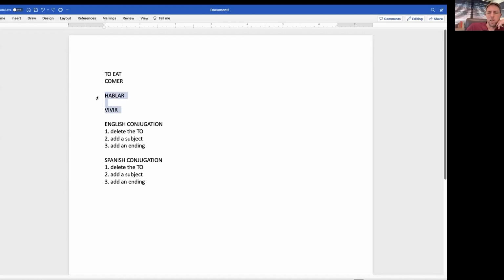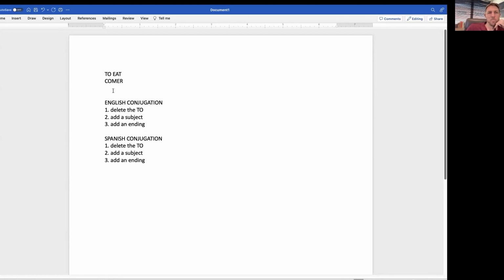So, first step is delete the ending. Second step is the same. So after we've deleted the ending, in English, we delete the to. Second step, John eats, come. All right, you add a subject and you add a new ending. Okay, so the second and third steps are the same in English and Spanish. Only the first step is different.